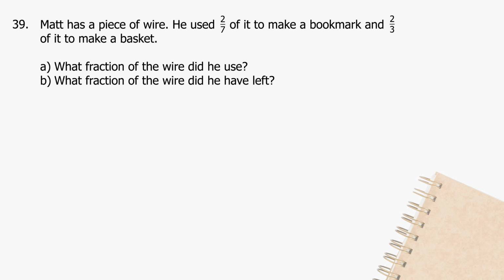Question 39. Matt has a piece of wire. He used 2/7 of it to make a bookmark, and 2/3 of it to make a basket. A. What fraction of the wire did he use? B. What fraction of the wire did he have left?